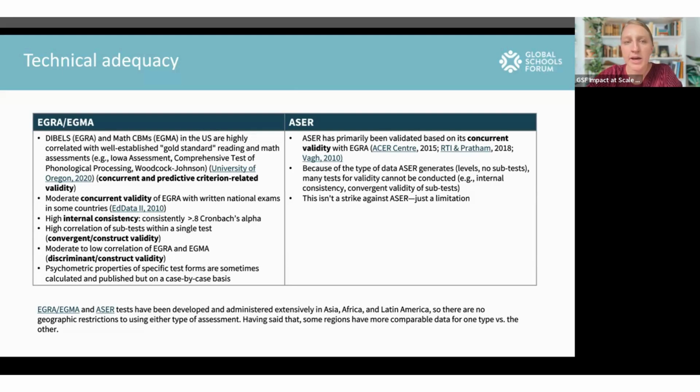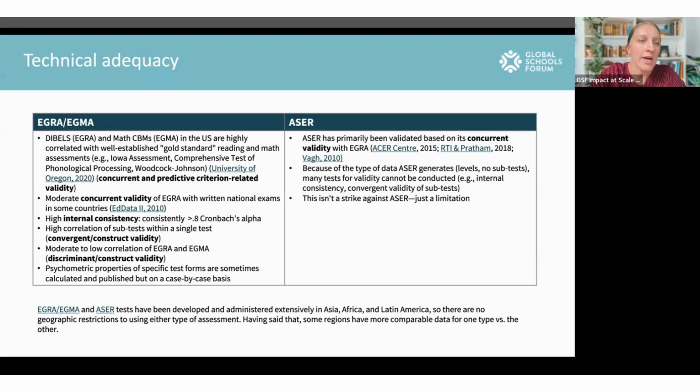And then in some low and middle income countries, they've done studies looking at how EGRA scores correlate with written national exams. And in general, they found moderate concurrent validity, which is basically what you would expect because national exams usually require knowledge of other content outside of FLN. So that's what you would really expect from a good FLN assessment, that kind of moderate level of validity.